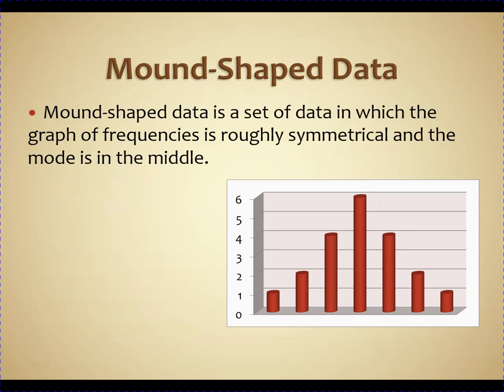Next, we're going to talk about the idea of mound-shaped data. Mound-shaped data, as seen below here, is a set of data in which the graph of frequencies, so this is how much each number that we might have here appears, is roughly symmetrical, and the mode is in the middle. So there's mound-shaped data, which is really important for statistics.